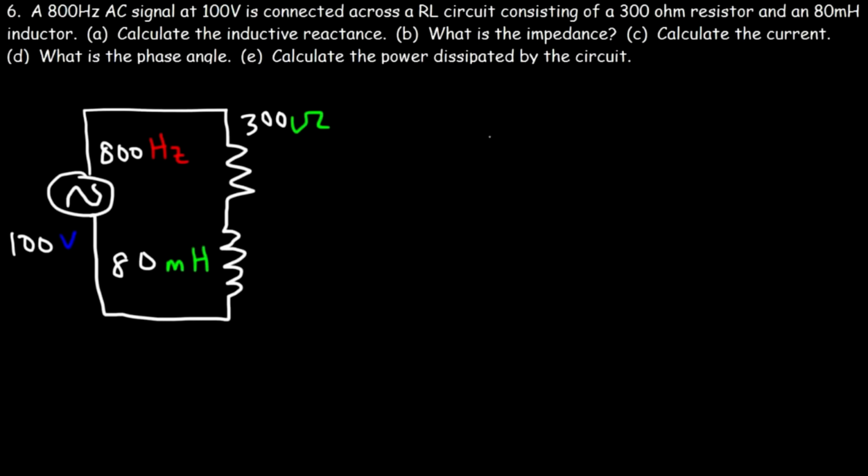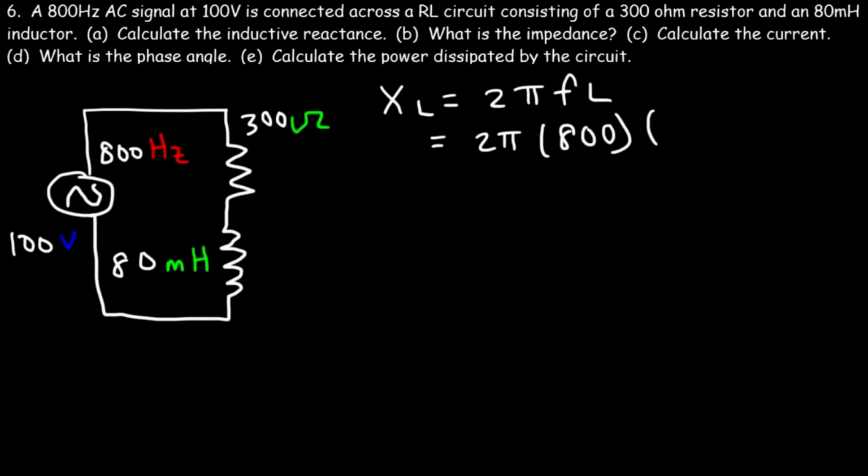To find the inductive reactance, we can use this equation. XL is equal to 2 pi FL. So that's 2 pi times the frequency of 800 times L, 80 millihenries, or 80 times 10 to the minus 3. If you see milli, you can just add 10 to the negative 3 to it. That's a quick way to convert it. So XL is equal to 402.1 ohms.